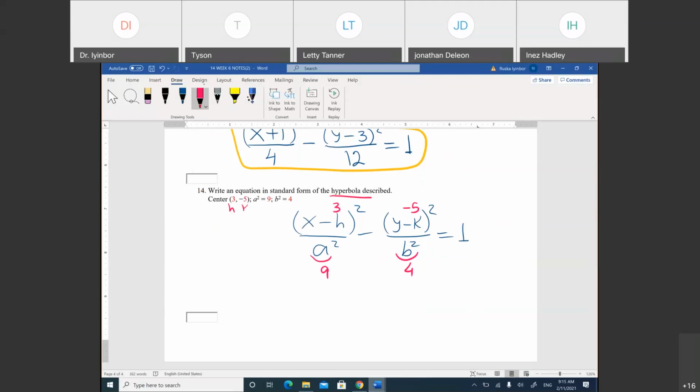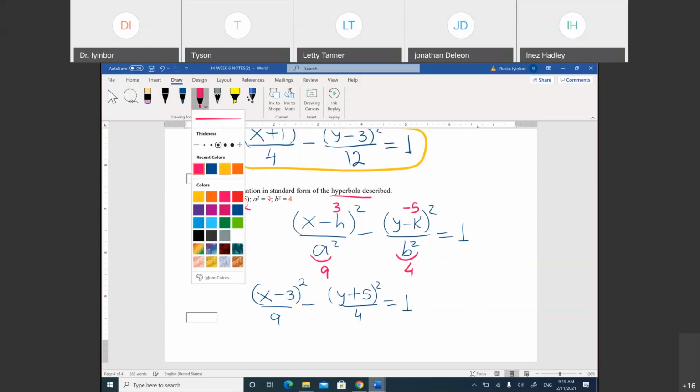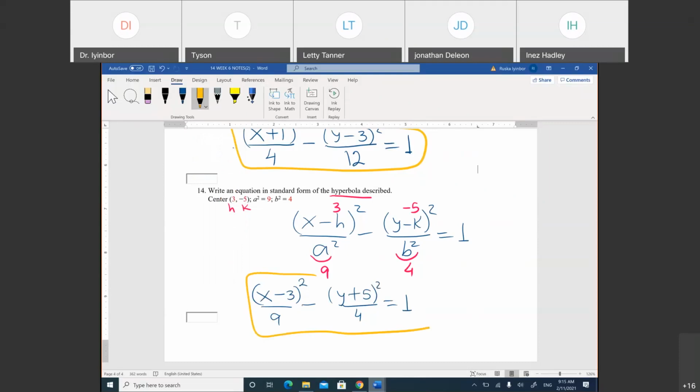And we're just going to rewrite it with the answer. So my answer is going to be x. Now minus, and so it's just 1 minus minus 3, squared over 9, minus y, minus and minus is plus 5, squared over 4 equals 1. So that concludes the lecture for today. If you guys have any questions, let me know.